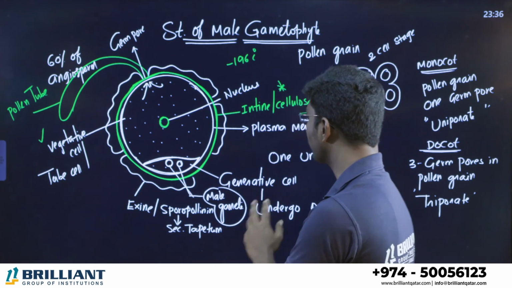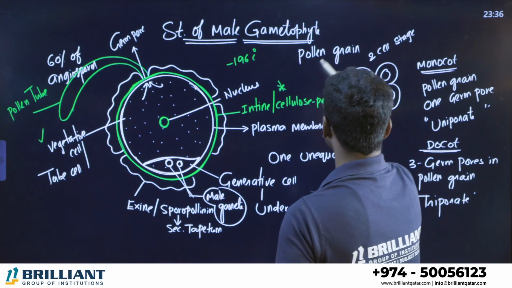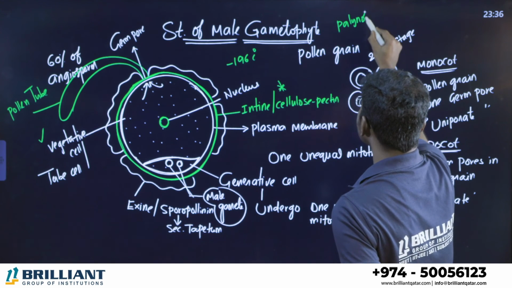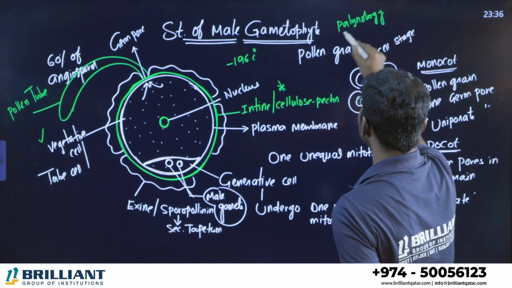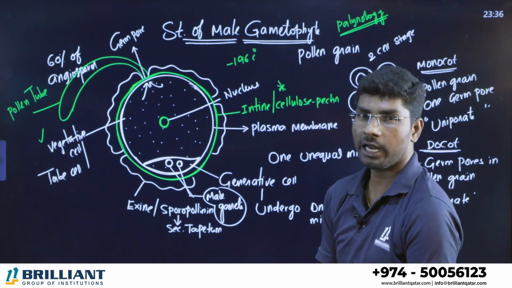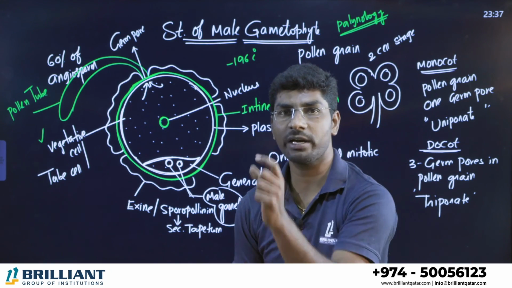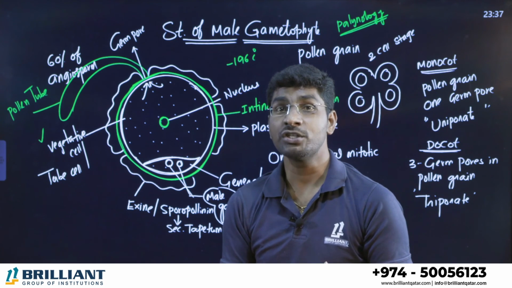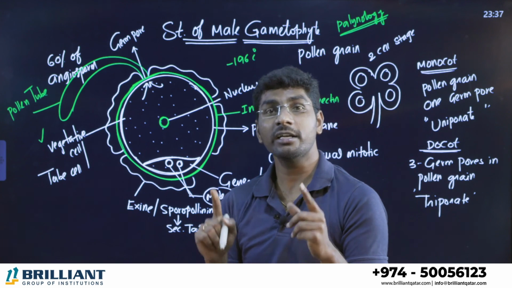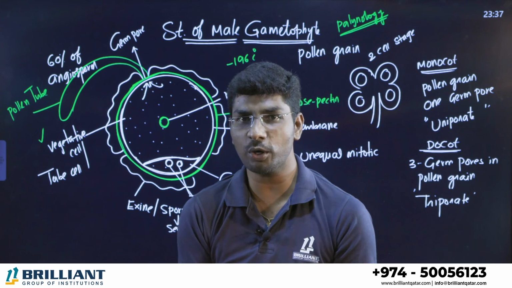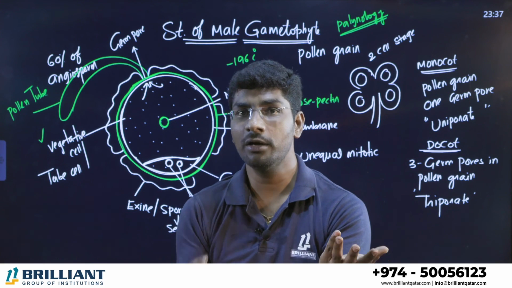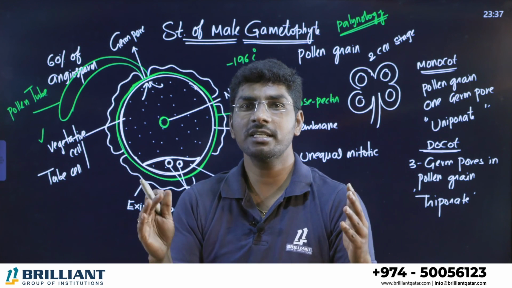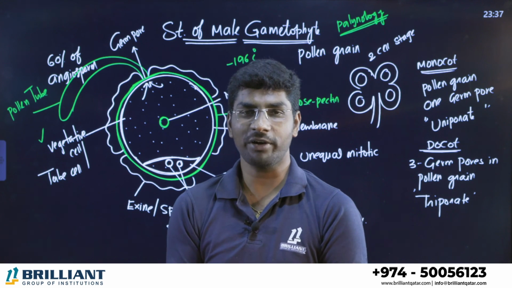Moreover, the last point: the study of pollen grains is called palynology. So this is the male gametophyte structure, or pollen grain structure: exine, intine, plasma membrane, generative cell, vegetative cell. Keep in mind for MCQ questions which cell gives the pollen tube and which cell gives the male gametes. This is the complete structure of the male gametophyte.